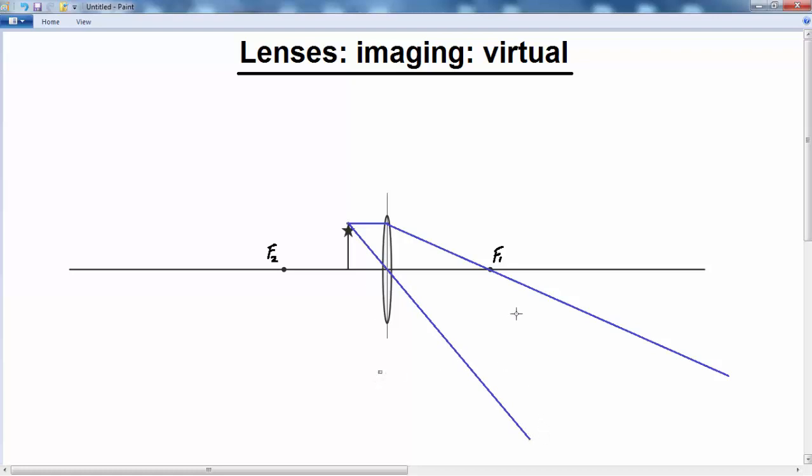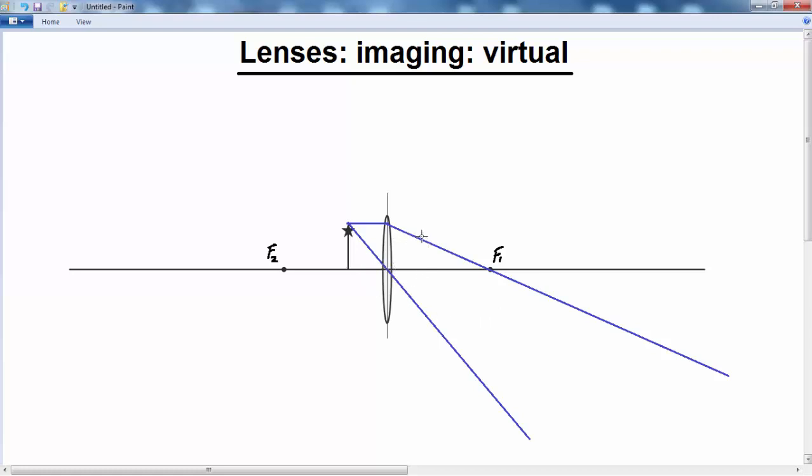And you'll notice straight away that there's a problem with this situation, is that these two rays do not intersect. They are diverging instead of converging. You might ask yourself, well, how do we see an image in this situation? Well, we do see an image, but it's a different type of image. Instead of a real image, which requires that the rays are made to converge, we're going to see a virtual image. First of all, let's find out where that virtual image is.